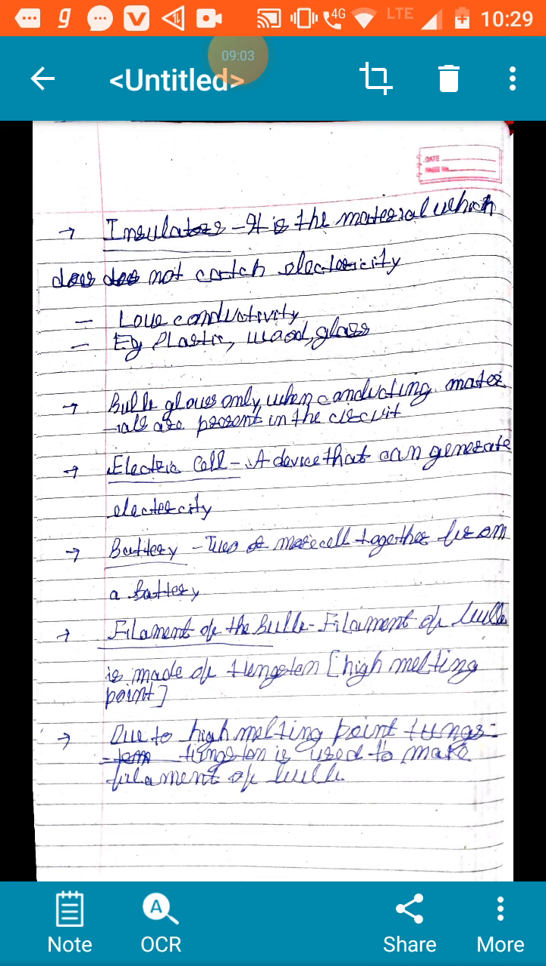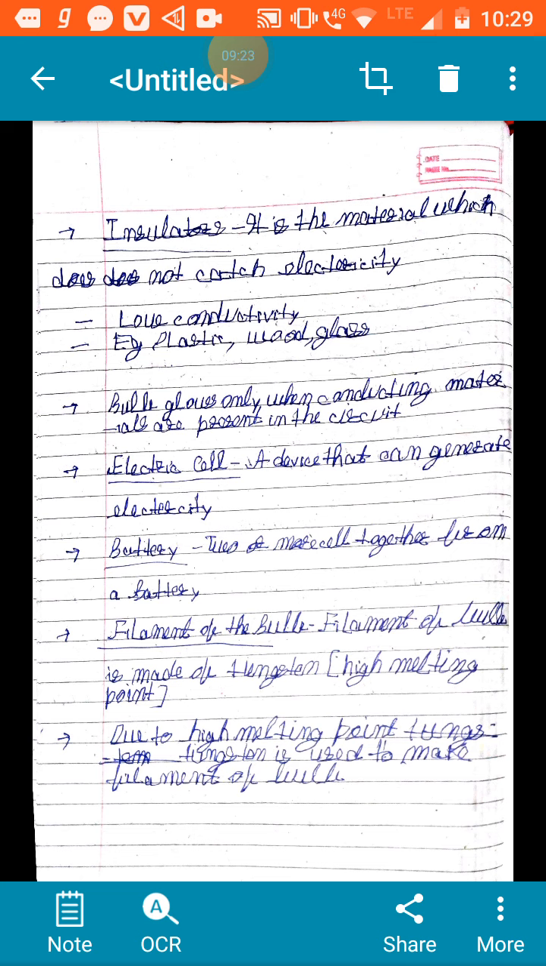Electric cell is defined as a device that generates electricity. What is a battery? Two or more cells together form a battery.